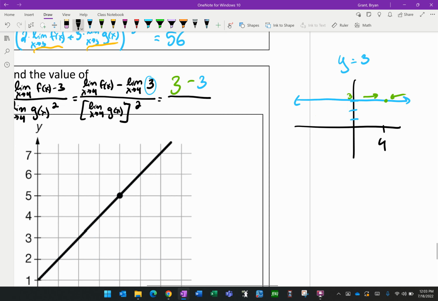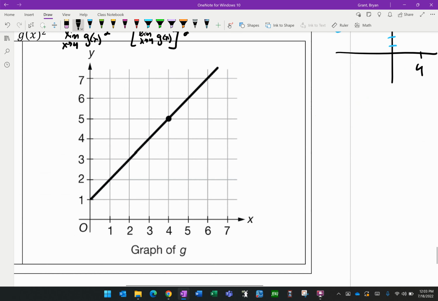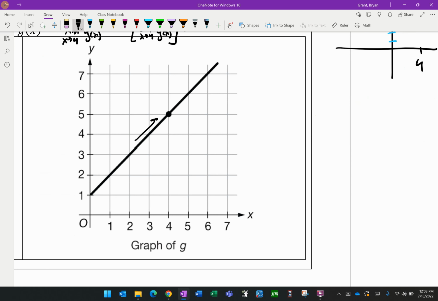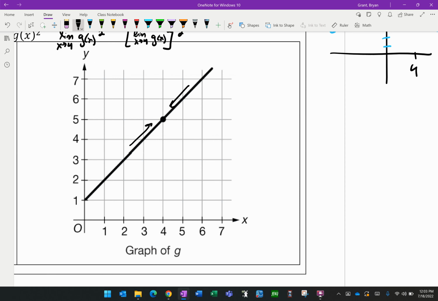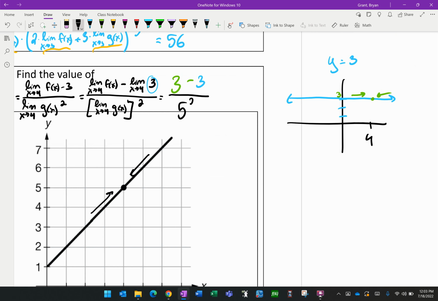All right, denominator, the limit as x approaches 4 of g of x. Well, as we approach 4 on both sides, it looks like we get 5. And then don't forget that there's still a square. 3 minus 3 is 0 over 25. 0 divided by anything, we know, is 0.